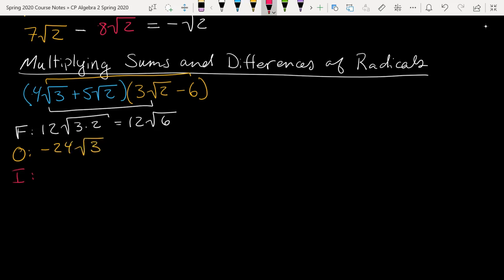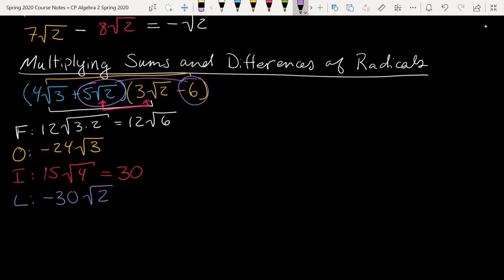Our inner terms, 5 square roots of 2 and 3 square roots of 2. Well, we can do that direct multiplication. On the outside, we have 5 times 3, and on the inside, 2 times 2, or 4. We might as well simplify that up front. The square root of 4 is just 2. Looking at the last terms, 5 square root of 2 and -6, we just need to multiply those numbers outside the radical. These are the 4 terms we end up with.